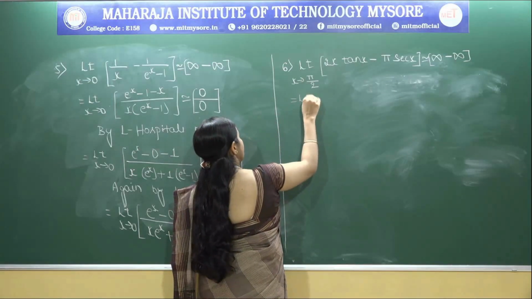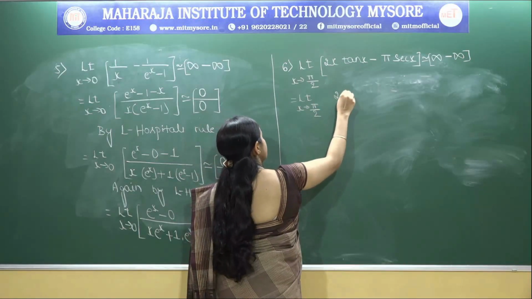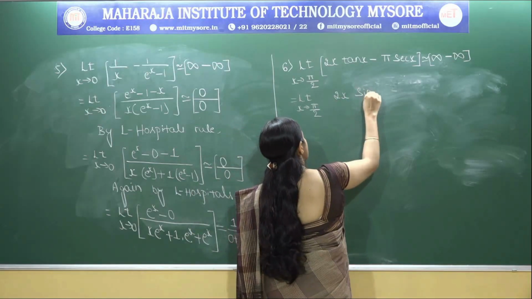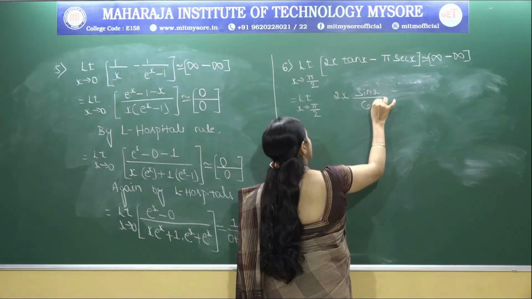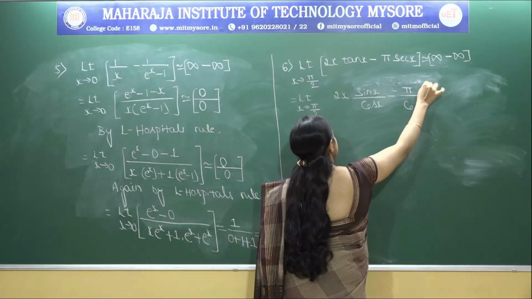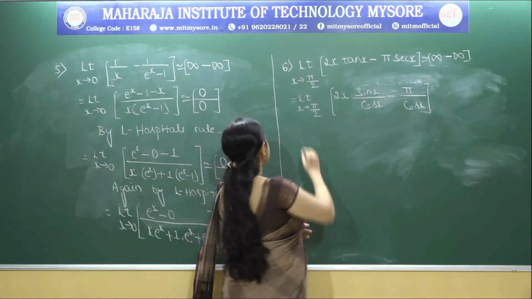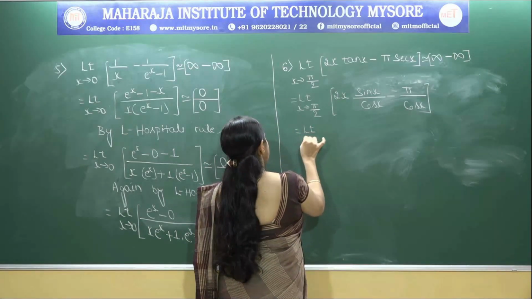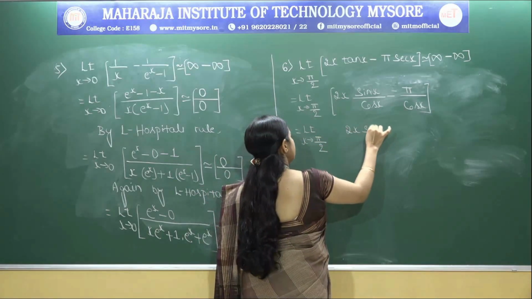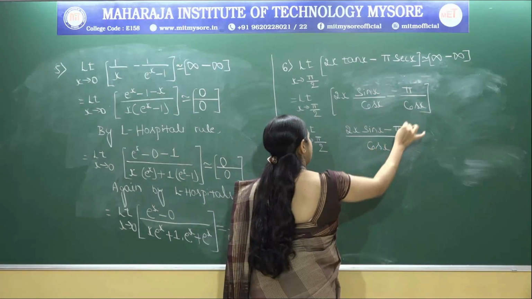So the limit of x tends to pi by 2, keep the 2x as it is, tan x can be written as sin x divided by cos x, minus, keep the pi as it is, secant x can be written as 1 by cos x. Then you take the LCM, the limit of x tends to pi by 2, 2x sin x minus pi divided by cos x.